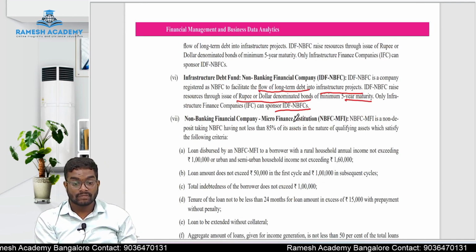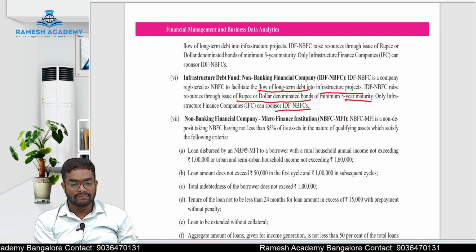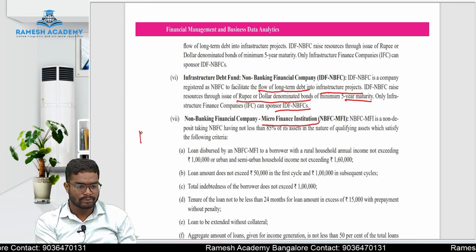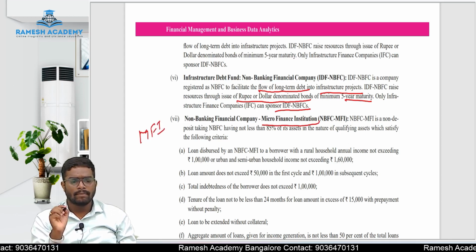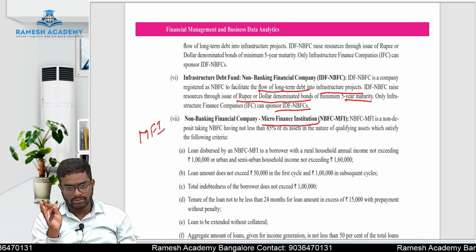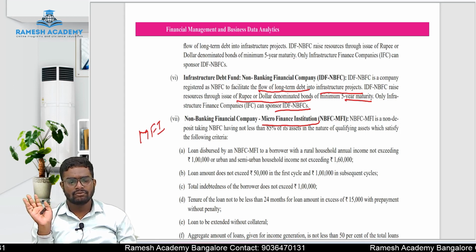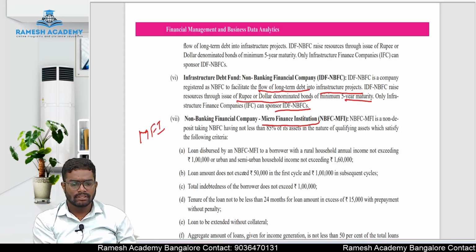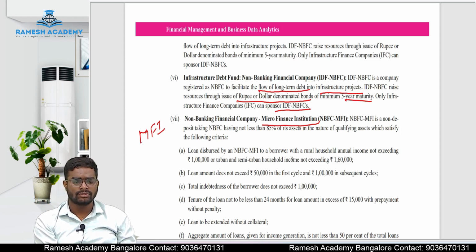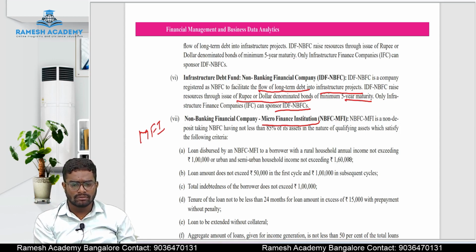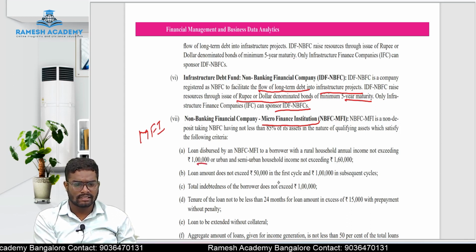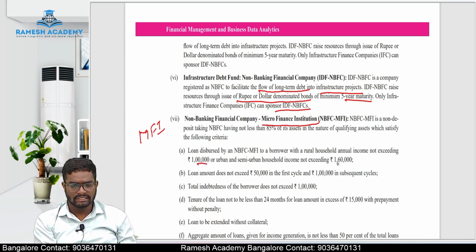Next, what is this? NBFC microfinance institutions. So this is a type of NBFC, microfinance institutions. But to be a microfinance institution, it has to satisfy so many conditions. First, loans disbursed by an NBFC microfinance institution to a borrower with a rural household annual income not exceeding 1 lakh, or urban or semi-urban household income not exceeding 1 lakh 60 thousand.